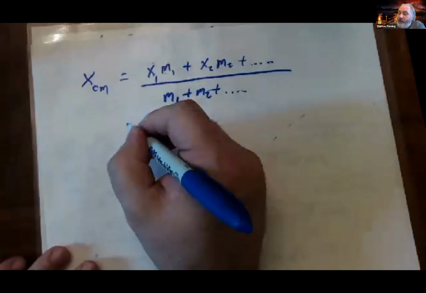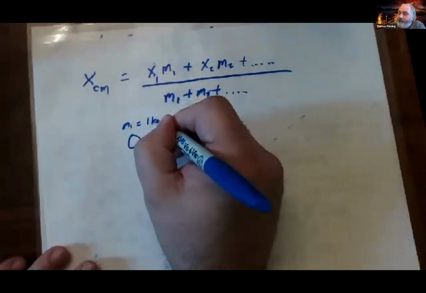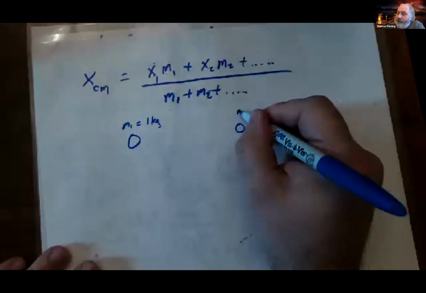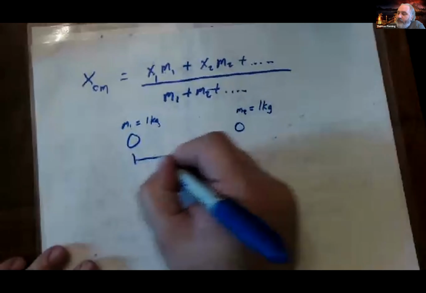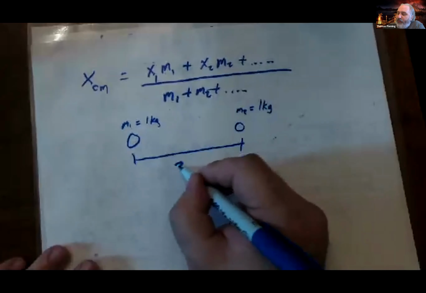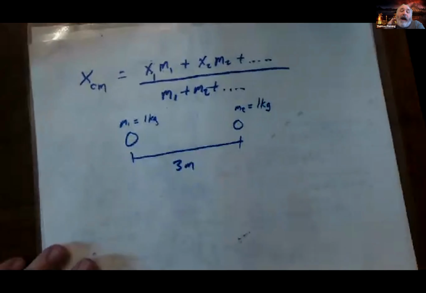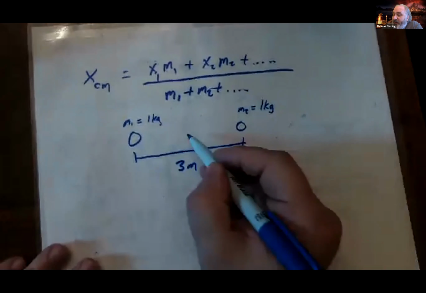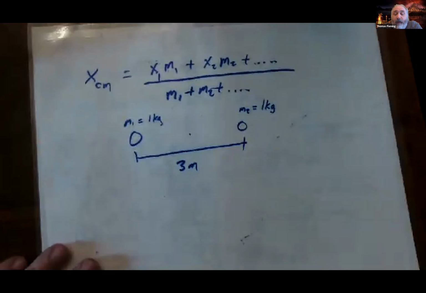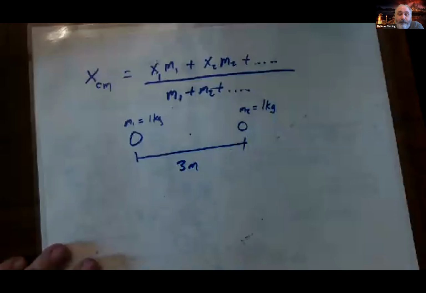So here's M1, which is, let's say, 1 kilogram. And here's mass 2, which is also 1 kilogram. And let's set them a distance of 3 meters apart. Now, I already know the answer to this. I know where the center of mass has to be. It's going to have to be right there in the center, right? Because the two masses are the same. And I just want to verify that this formula works as intended.